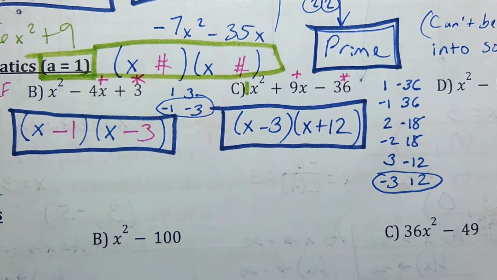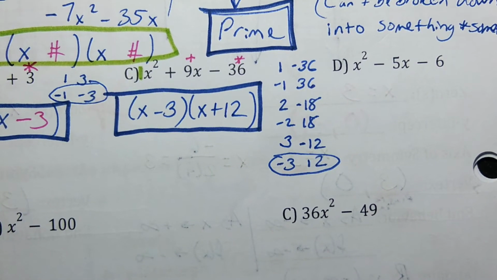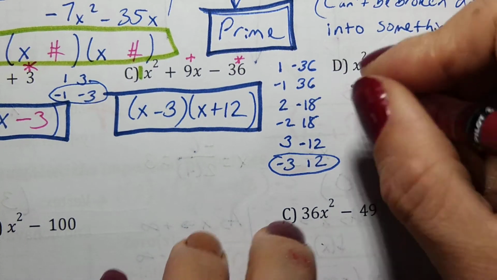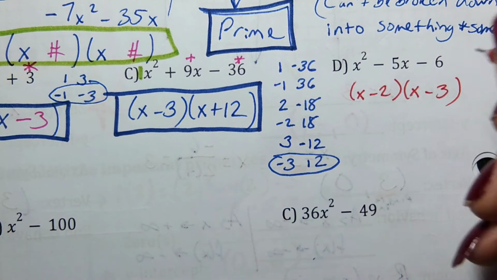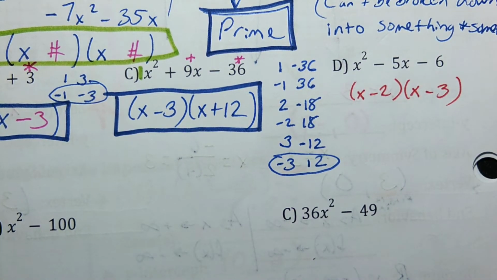D is the one that usually messes students up. They sometimes throw this one on the ACT just because when you first glance at it, it's tempting to give the wrong pair. So folks, I'm going to put up an incorrect pair of factors, and I want you to tell me why it doesn't work. x minus 2 and x minus 3. Why isn't that pair correct?